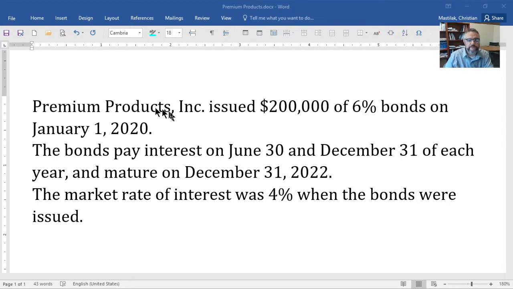So Premium Products, Inc. issued $200,000 of 6% bonds on January 1st, 2020. The bonds pay interest on June 30th and December 31st of each year and mature on December 31st, 2022. So counting on our fingers, 2020, 2021, 2022, 3-year bonds.